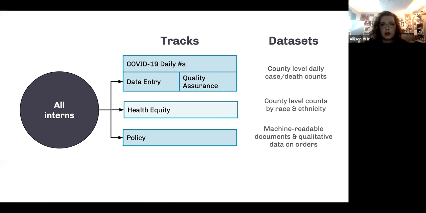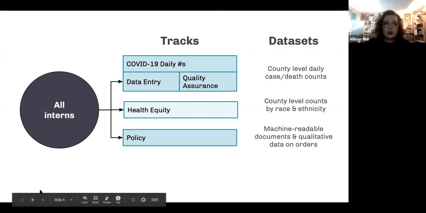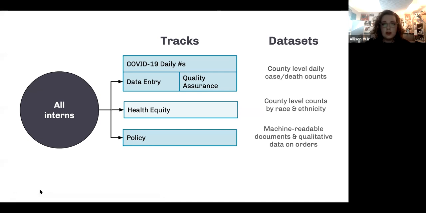The health equity data set looks at county level COVID counts by race and ethnicity. And what we call our COVID-19 daily numbers track is both a data entry and quality assurance track that looks at county level daily case and death counts, including probable cases and probable deaths. The interns are sorted into these tracks based on their interests, the needs of the teams, and where they would be the best fit for their schedule.